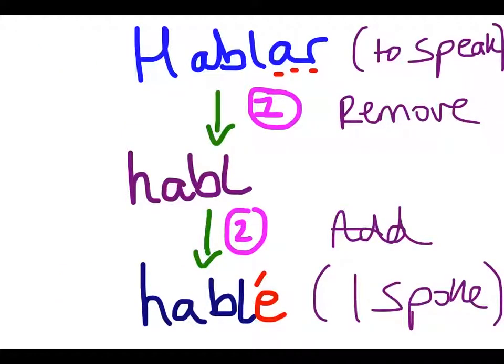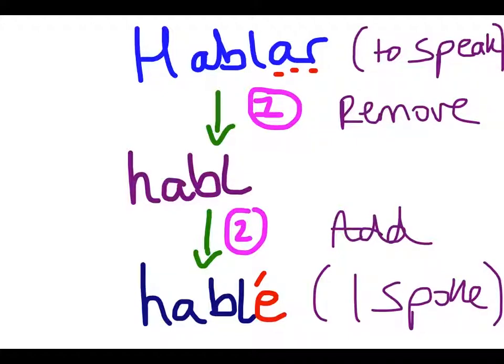To create the past tense in Spanish, you must first start with your infinitive. Remember that infinitives in Spanish end with either AR, ER or IR. So before you begin, make sure you have the infinitive form of the verb. On the screen you can see the example hablar, which means to speak.